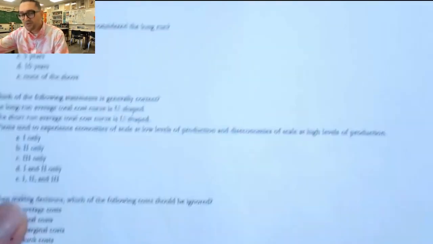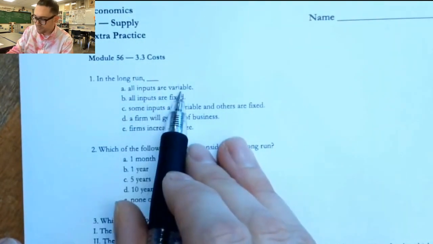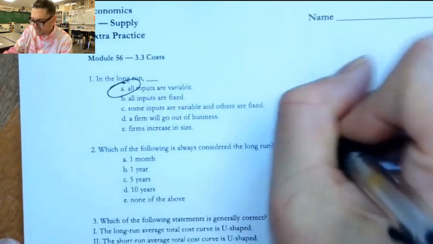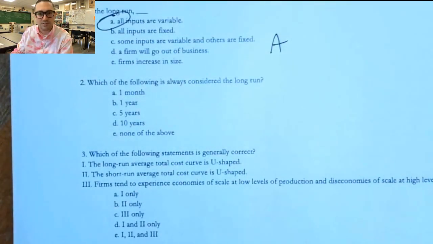All right, let's take a look at these multiple choice problems. Question number 1: in the long run, all the inputs are variable. That is true. Success, A. I always like it when the first one's the right answer. It's just the definition of the long run: all the inputs are variable.